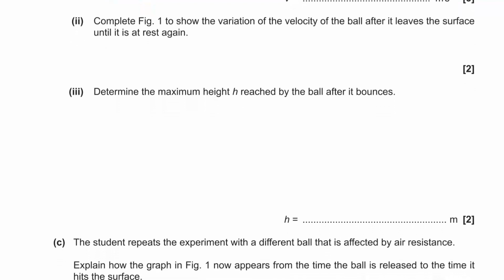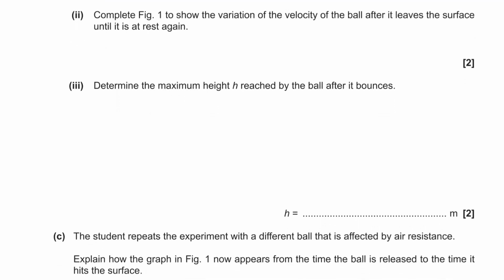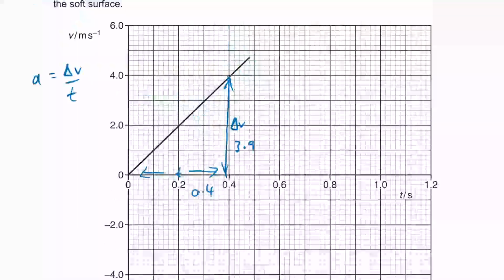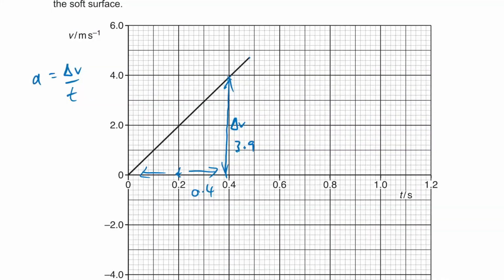Okay, next, complete figure 1 to show the variation of velocity after it leaves the surface until it is at rest again. Okay, so people often get confused with this. Whenever something rebounds, so long as there's a very short impact time, the velocity changes direction instantaneously. So therefore, it's now no longer plus 4.7, no. It's now minus 4.2. So therefore, we need to go down, from here, all the way to minus 4.2, which is there.